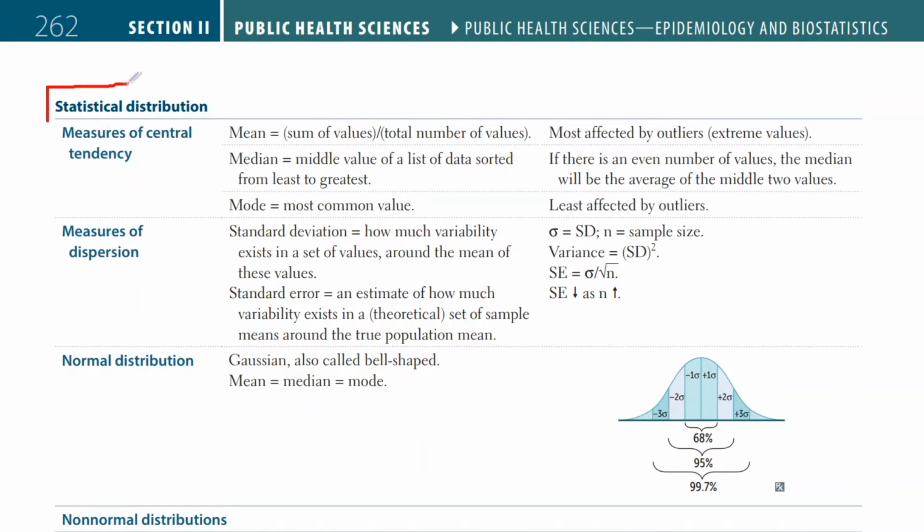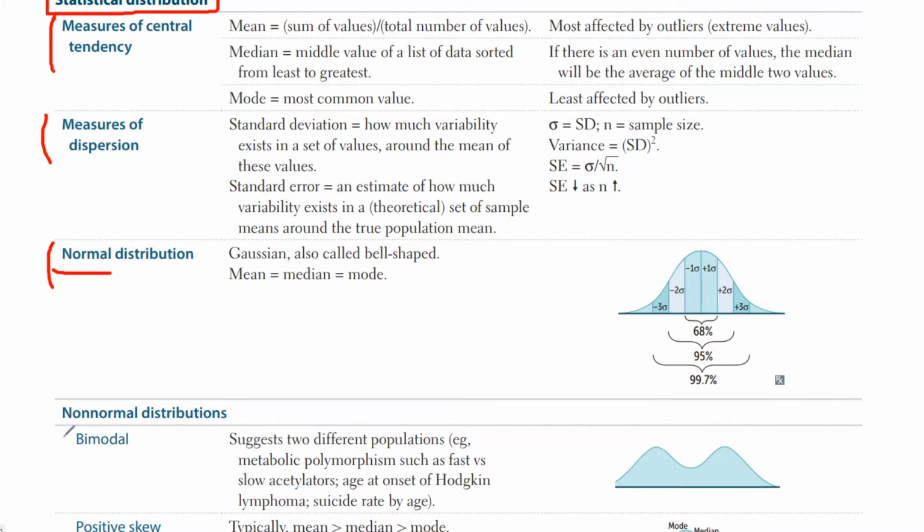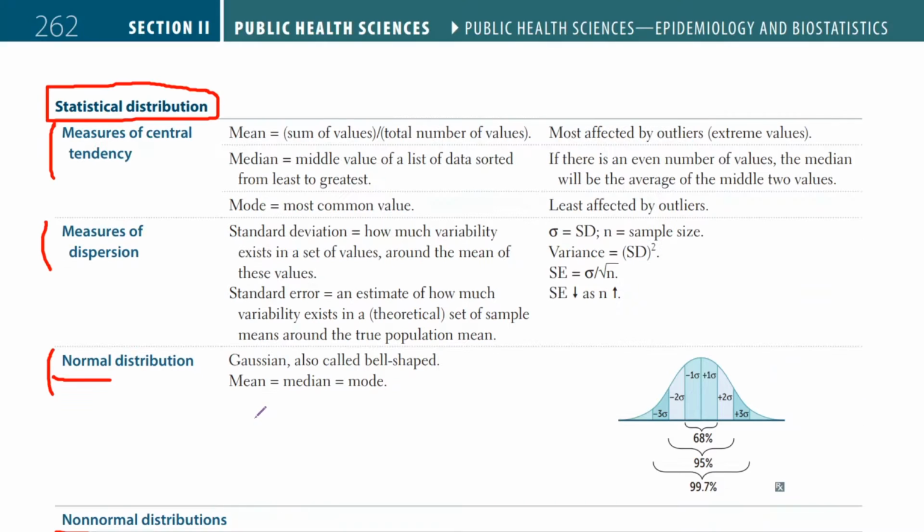This time we'll be talking about statistical distribution. So we'll be covering measures of central tendency, measures of dispersion, and the normal distribution. And since we're going to be talking about the normal distribution, we also have to talk about the non-normal distributions. Okay, so let's start with measures of central tendency. There's mainly three topics: mean, median, and mode.